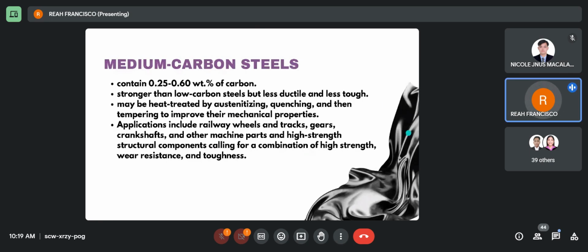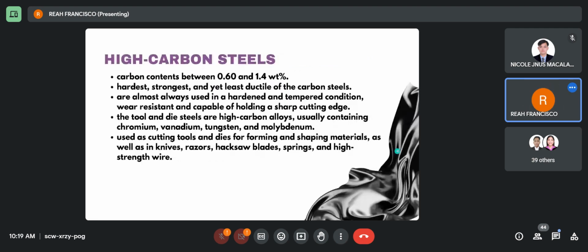And next po is the high carbon steels. High carbon steels have a carbon content between 0.60 and 1.4 weight percent. And it is the hardest, strongest, and yet least ductile of the carbon steels.